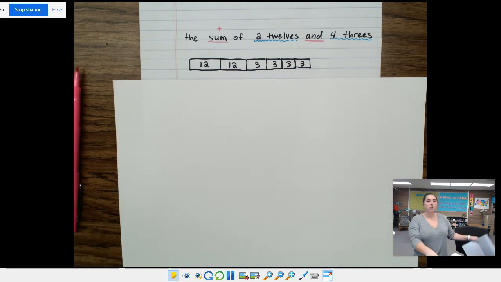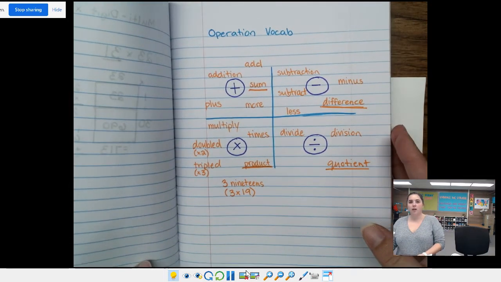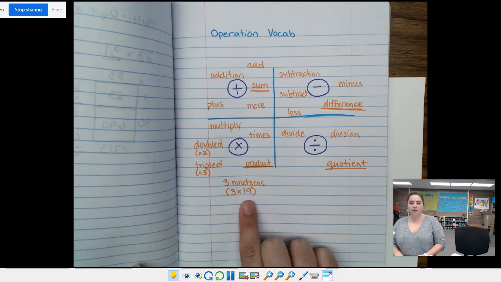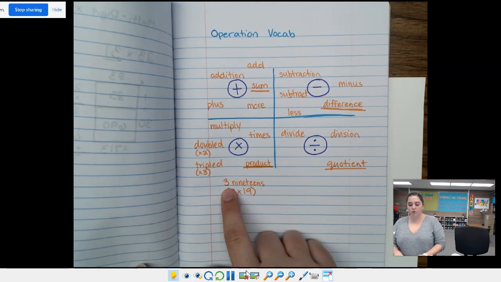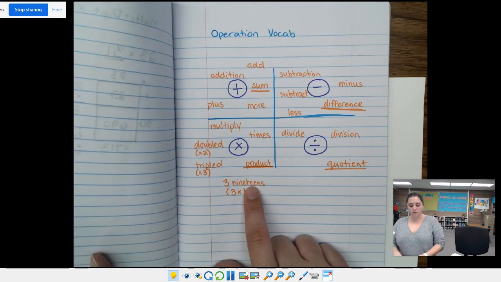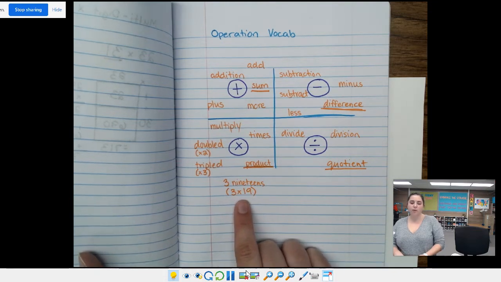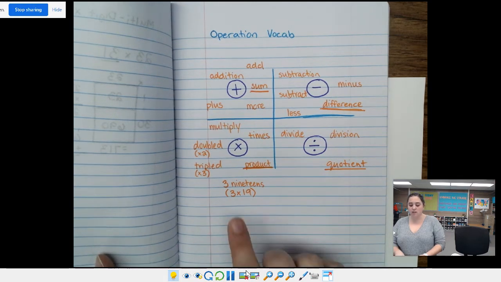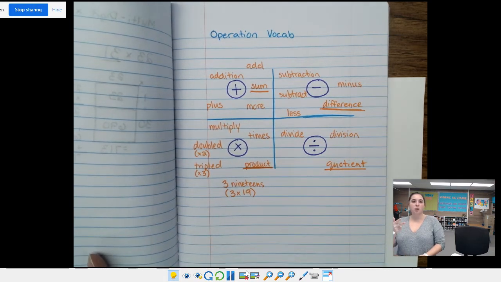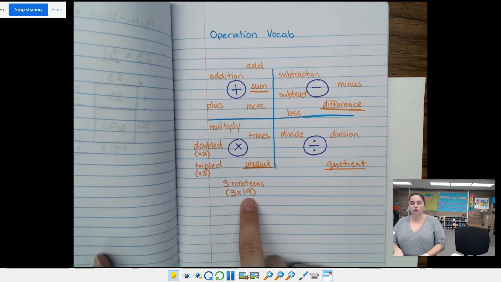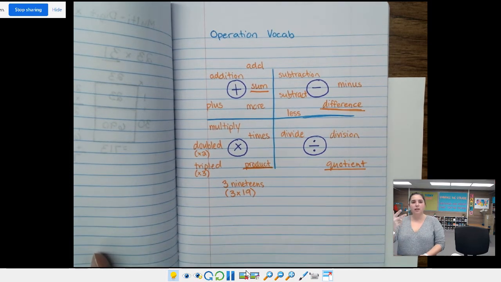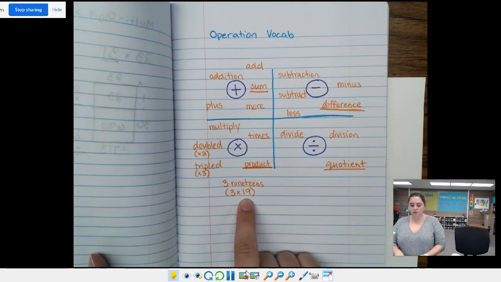So I'm going to bring us back to our chart again that we created. And I want to draw your attention here. One of the examples we wrote was 3/19. One way we could write that is with a multiplication problem. If you have 3/19, that would be like 19 plus 19 plus 19. But an easier way to write that is with multiplication. How many 19s do you have? 3/19 is 3 times 19.